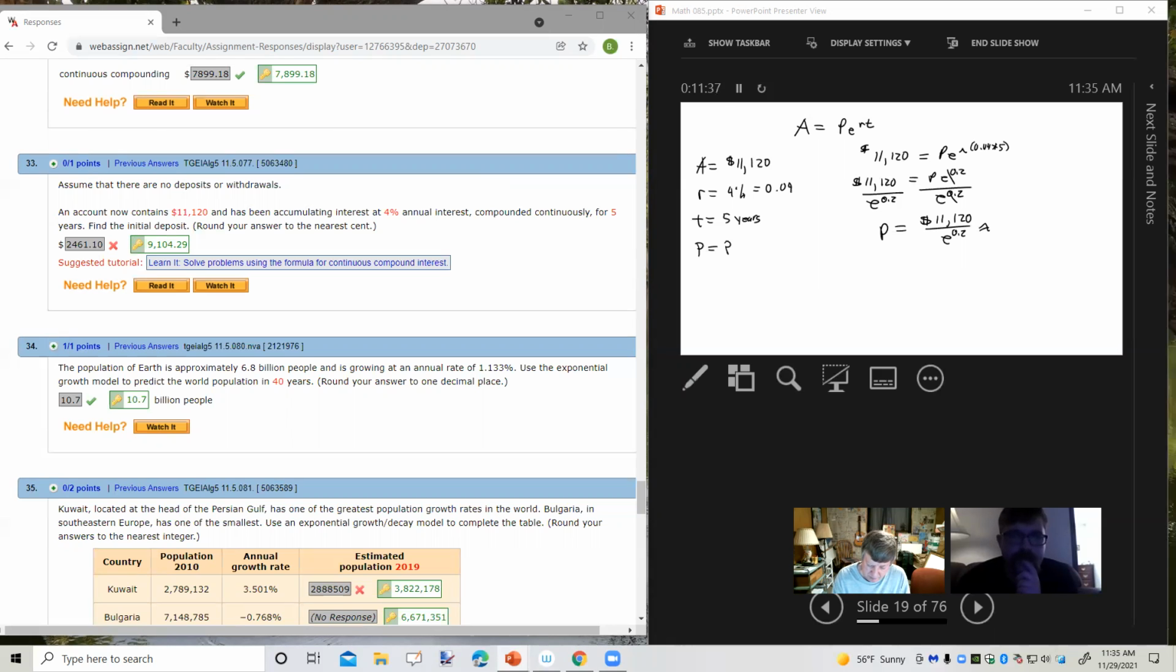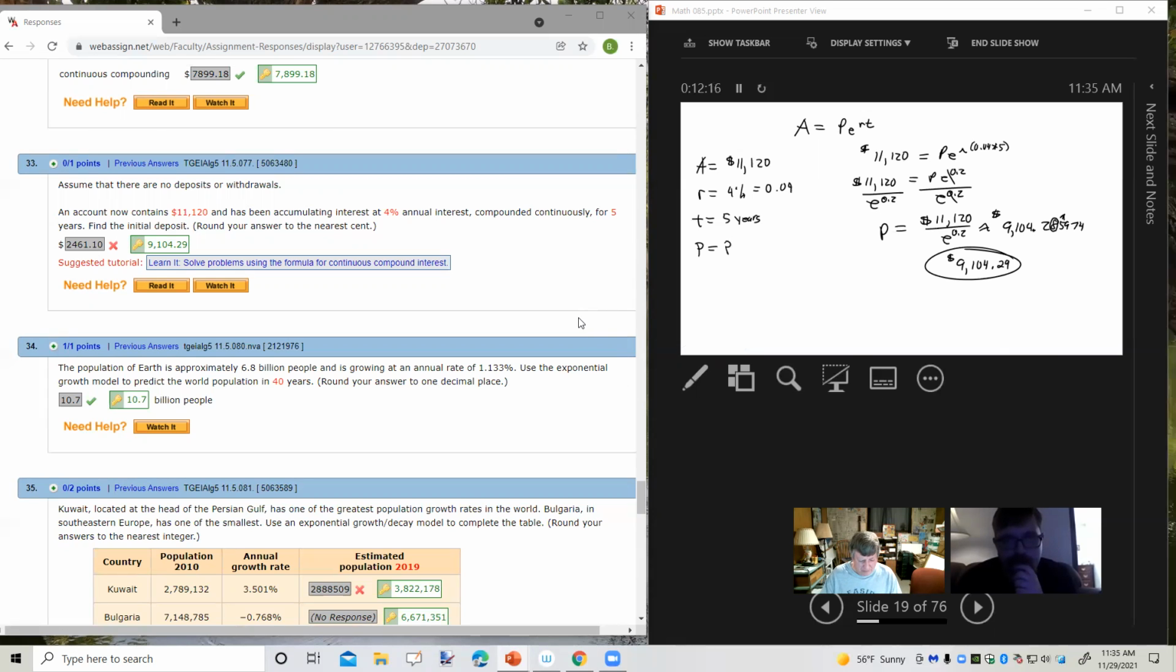Okay, so 11,120 divided by e to the 0.2 power, and I get 9104.285974. Now, this is money, and it says round your answer to the nearest cent, which would be right there. The 5 would round up, so we'd have $9,104.29. Any questions on that, Russ?